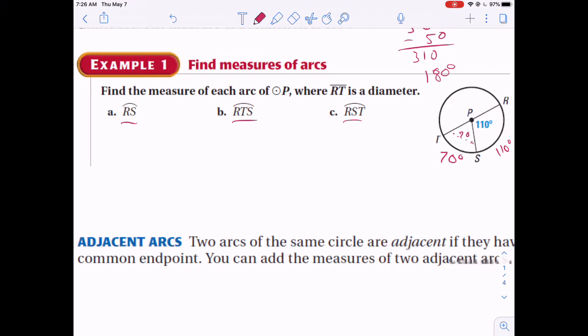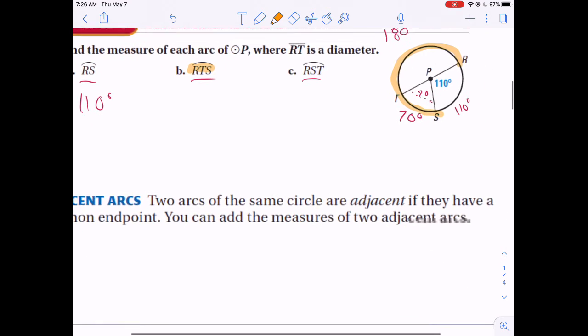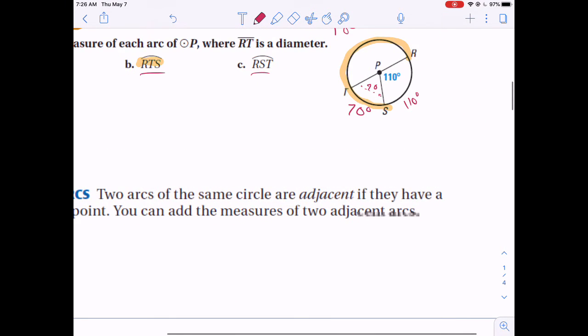So they want RS, and that's between here and here, the arc angle from here to here. Well, I have it written there for you: 110, right? So that's 110. Next one is RTS. So let me clear out over here so we can find out what we're doing. RTS, so I'm going from R to T to S. Well, remember, I've got 180 here, right? Plus 70, that's 250 degrees. Okay.